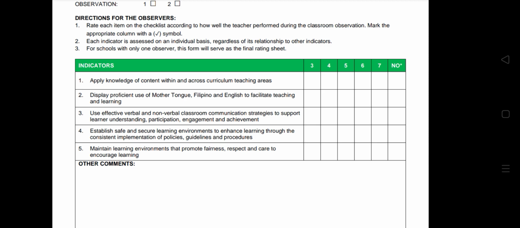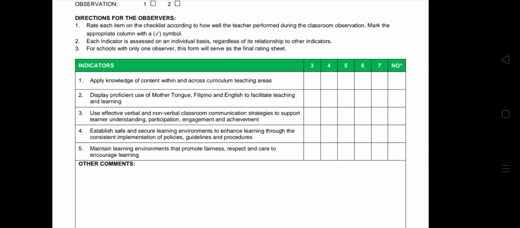Pag gusto mo ng rate ng 7, you should have been able to consistently handle class discussions in any of the mediums of instruction, mother tongue, Filipino, English, with linguistic ease, confidence, and competence in complex communicative tasks. Okay, fellow teachers? So, pag 7 din ang rating mo, the teacher displays advanced, high sub-level proficiency in the use of mother tongue and Filipino and or English to extensively facilitate teaching and learning, including probing questions and feedback.